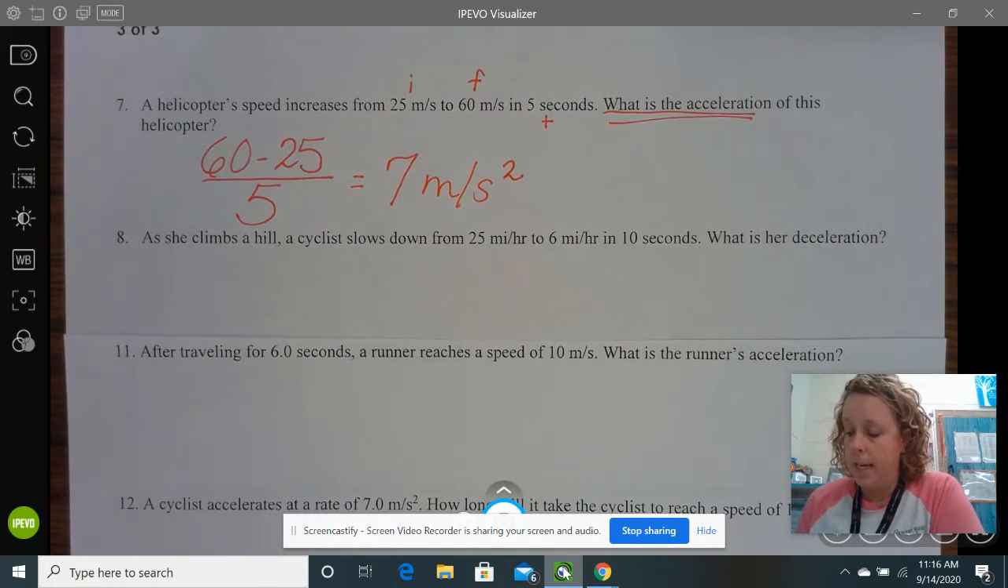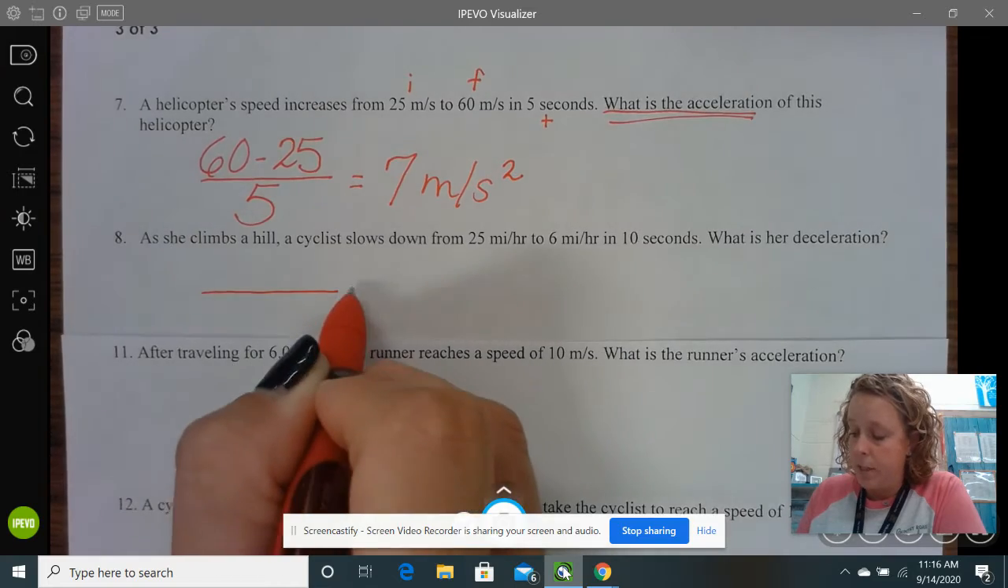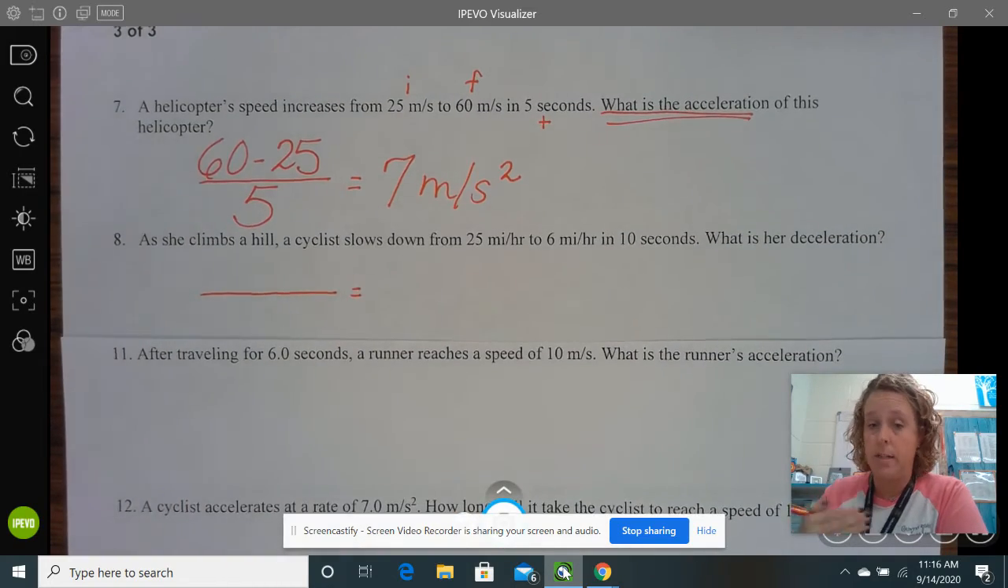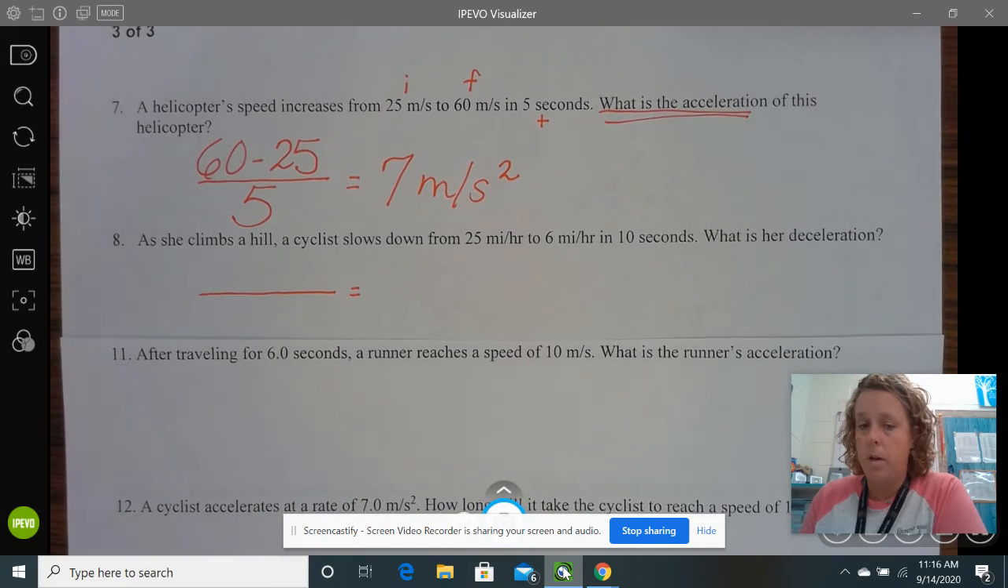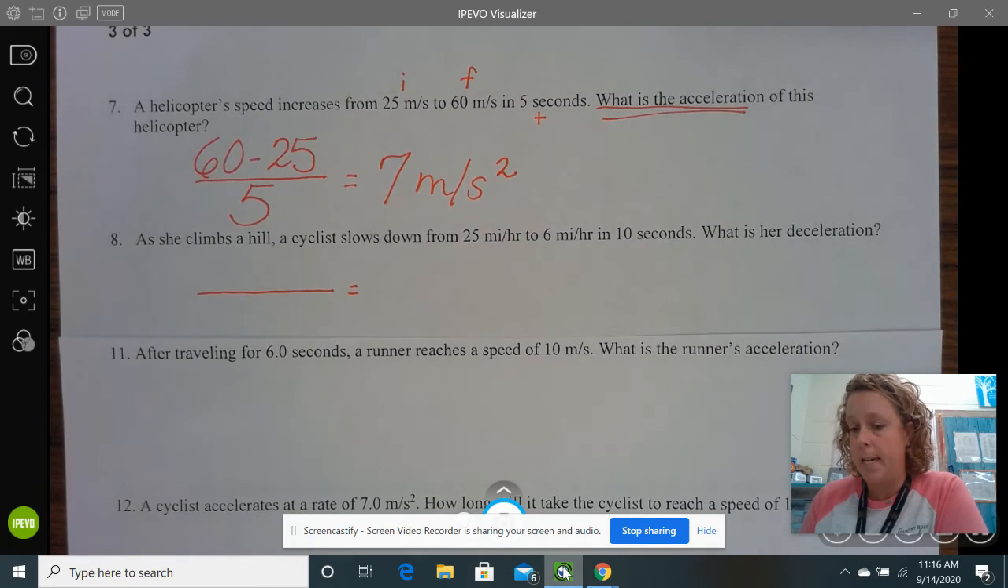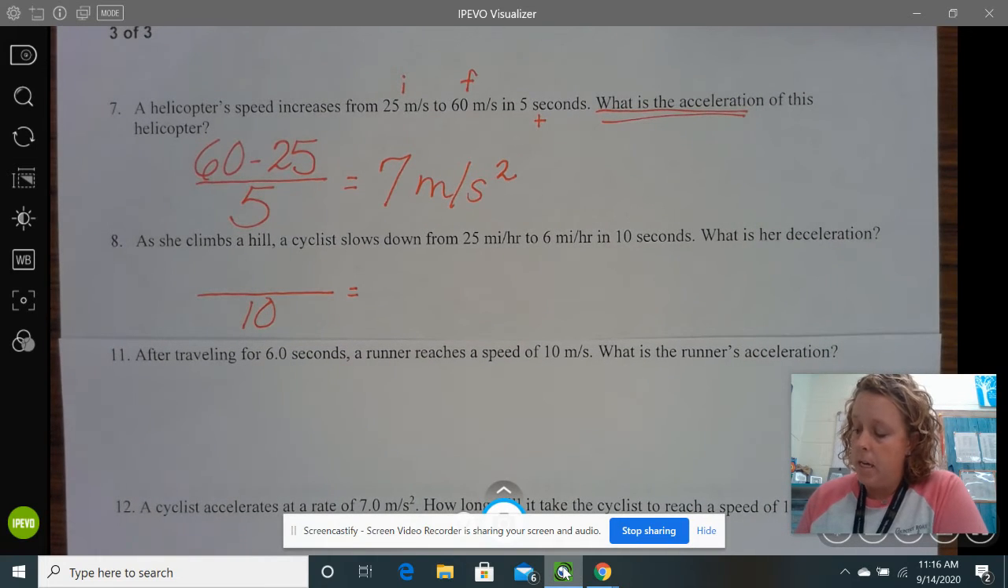As she climbs a hill, a cyclist slows down from 25 miles per hour to 6 miles per hour in 10 seconds. What is her deceleration? So deceleration tells us this is not a speeding up. This is slowing down. Okay, so on the bottom, easiest part to pick out is your time, 10 seconds. Okay, slows down from 25 to 6.